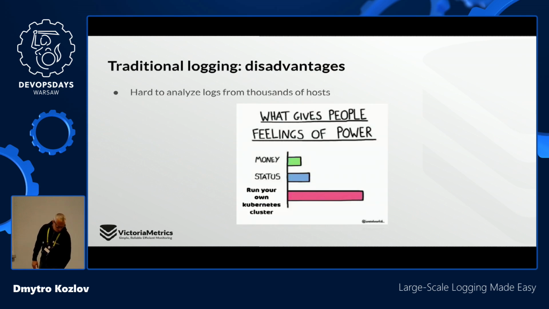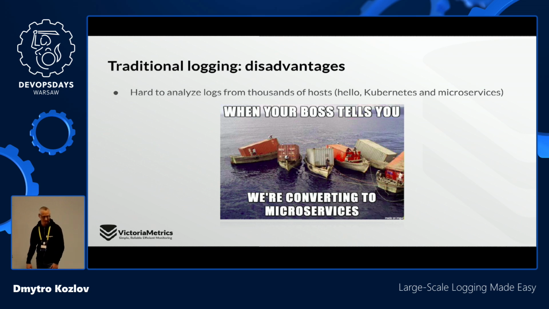But what are the disadvantages? The first disadvantage is probably one of the main reasons why it's hard to analyze logs from thousands of hosts, because some people feel a sense of power when they are trying to run their microservices on Kubernetes. The second one is the same. It's when your boss comes to you and tells you that everything should be in microservices, and you split your application into microservices and make it work in Kubernetes.